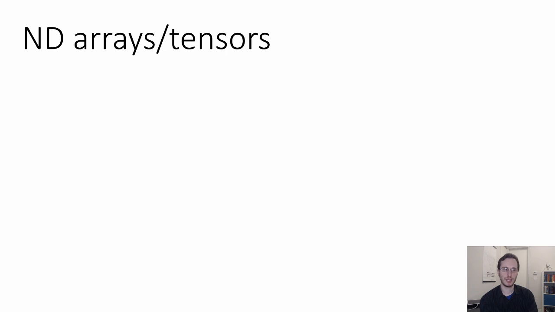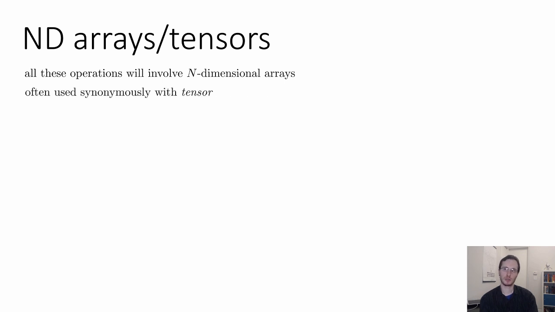We're going to need n-dimensional arrays, which are also called tensors. All these operations, all these filters, activation maps, images, will involve n-dimensional arrays. The term n-dimensional array is often used synonymously with tensor in deep learning. Now, if you're familiar with tensors from physics or math, you know that tensors have a number of other important properties. They're higher dimensional generalizations of matrices in some sense. In deep learning, we typically use a simplified definition, so you can basically think of tensors as n-dimensional arrays.